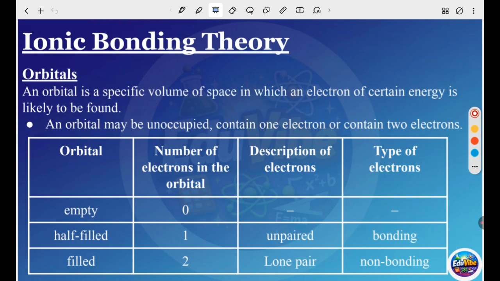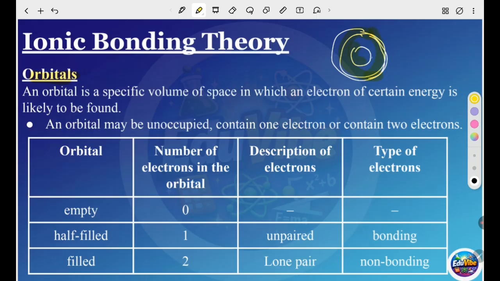Firstly, we have to know about orbitals. In my previous videos, we discussed orbits like this: the first orbit, the second orbit, and the other energy levels. These are the orbitals which we made. An orbital is a specific volume of space in which an electron of certain energy is likely to be found.